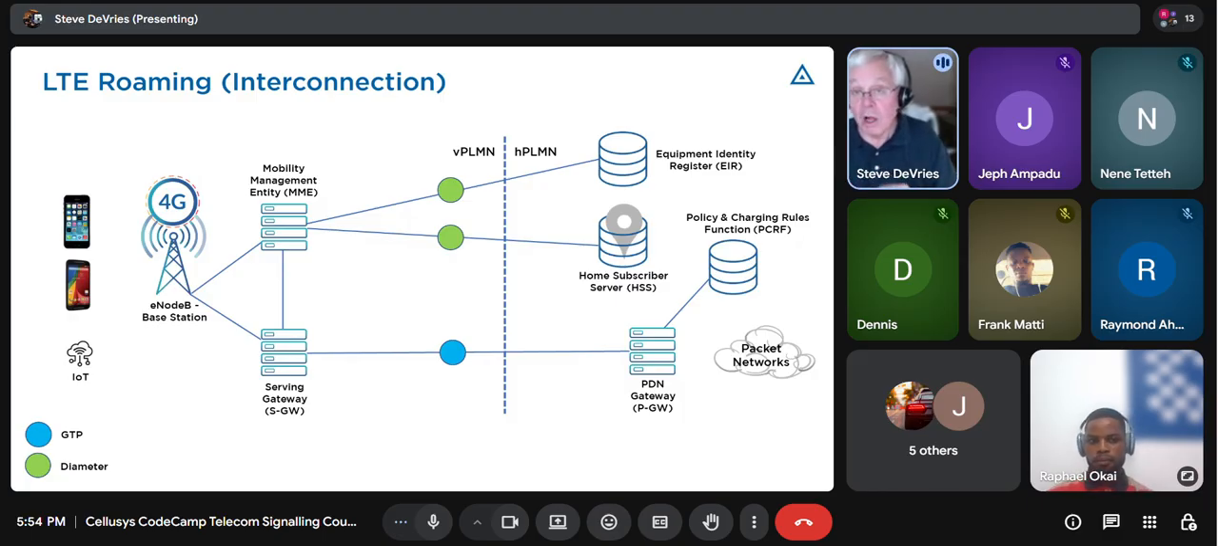If you place a call, you use the services of the visited network. If you use data, you go back to your home network, and your home network monitors your data. So your policies are delivered down here. So in your home network is your equipment identity register, your home subscriber server, and for home routing, your PDN, packet data network gateway.